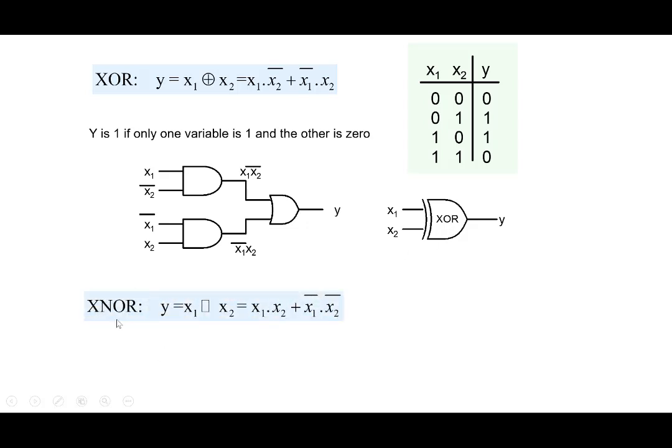And similarly, we have an XNOR gate here. So an XNOR gate is x1 dot x2 plus x1 bar x2 bar here. So y is 1 if both variables are either 0 or 1 here. Okay, so it is the complementary form of the XOR. That one is 1 when one and only one variable is 1. And in this case, both variables have to be 0 or both variables have to be 1 here. So that's an XNOR gate here.